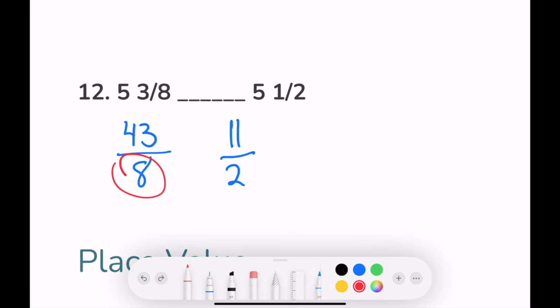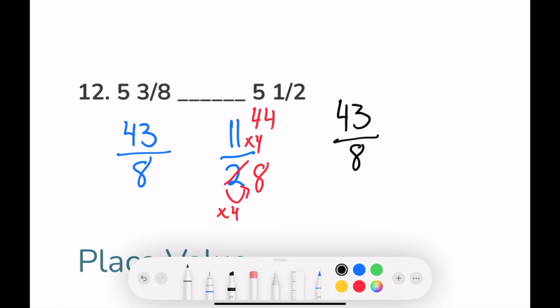So now in order to compare these, we need to make these denominators the same. I see that 2 goes into 8, so I'm just going to cross out the 2, make it an 8, and understand that to go from 2 to 8, you multiply by 4, and whatever you do to the bottom, you do to the top. So 11 times 4 is actually 44. 43 divided by 8, and 44, so close, divided by 8. That means this one is the bigger.